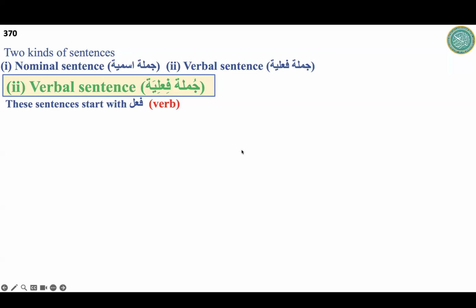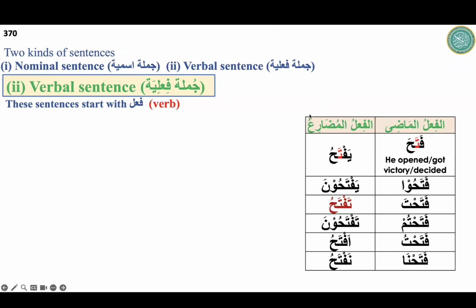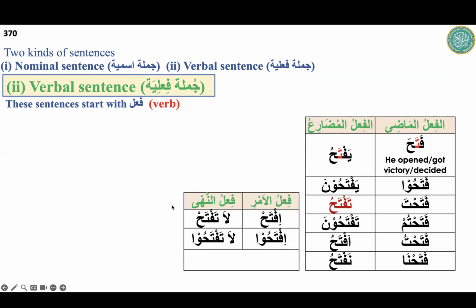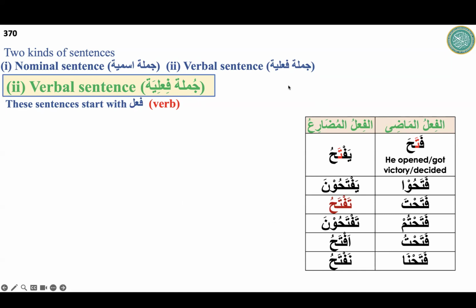Just to recap what we have learned, where we learned the verb, that is in the table. If we see here, fi'lul madi, fi'lul mudare, and also the amr and nahi, they are also fi'l. So these all are verbs: madi, mudare, amr, and nahi. Any sentence which starts with these verbs can be in any form. So what is that any form? We know madi, mudare, amr, nahi.